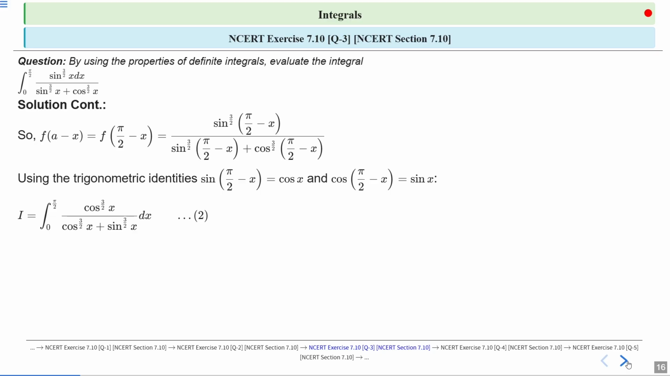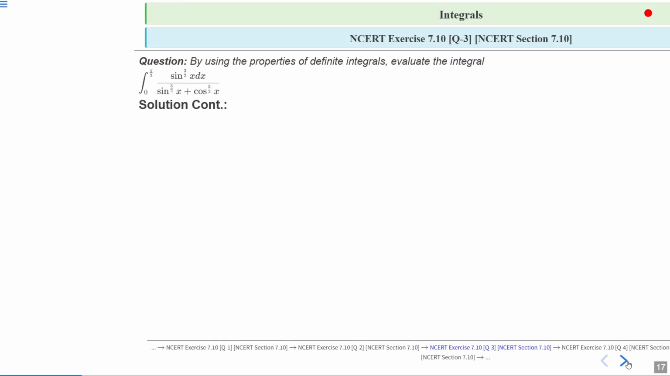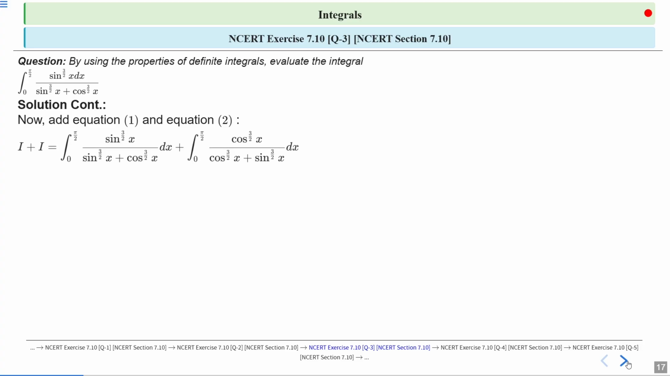Now we need to find the value of I, and we have two equations for I, so just use both equations to simplify your expression and find the value of the integral. We can see that for both equations the denominator is the same, and when we combine both equations, just add equation 1 and equation 2. We can add because the limits are same. Always remember, we can add two different integrals only if the limits are same. So the limit is 0 to pi by 2 in the first, and in the second also 0 to pi by 2.